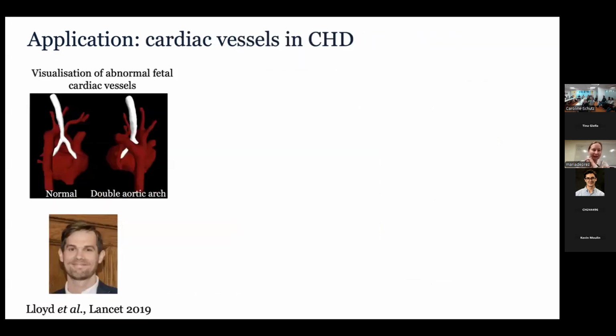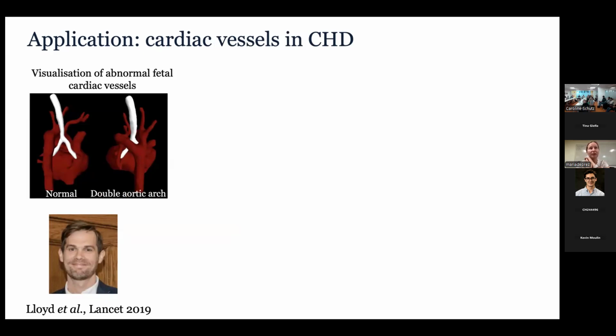Now cardiac application. So this is David Lloyd. Maybe you know him. For his PhD, he applied SVR to the fetal heart because I think there is a need in diagnosis of congenital heart disease to see the structures in 3D. And he published a Lancet paper showing that cardiac vessels can be better characterized on 3D MRI than on ultrasound and then on 2D MRI.